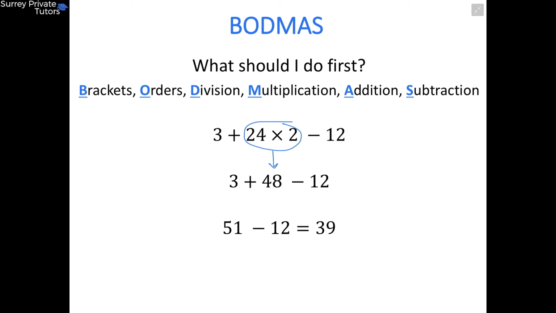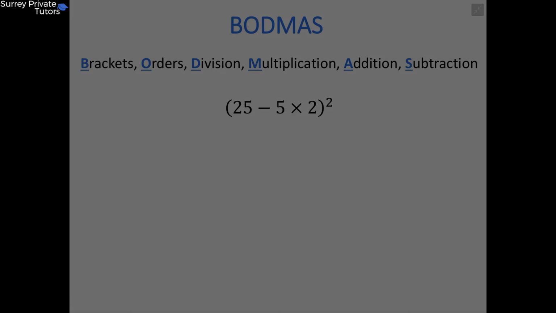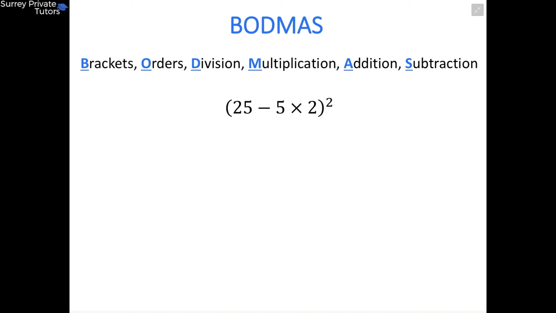Next, we've got addition. So this is the next part of the equation we want to do. So we're going to want to do this, which is 3 plus 48, and that gives us 51. And then finally, you can move on to the last part, which is subtraction. So you do 51 minus 12, and that gives you your answer of 39. Let's just go through one more example.